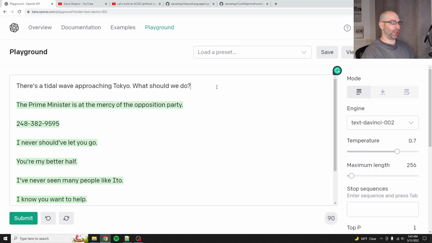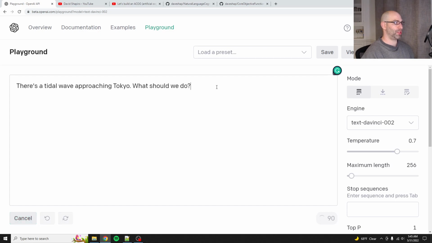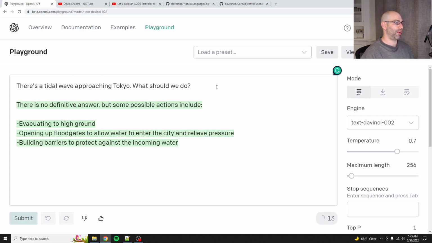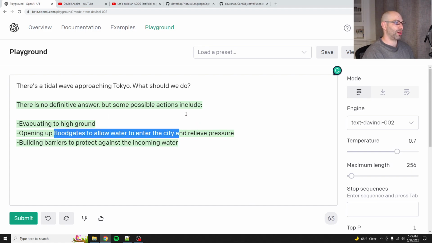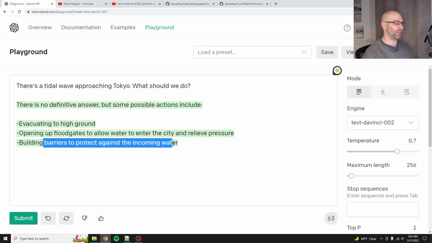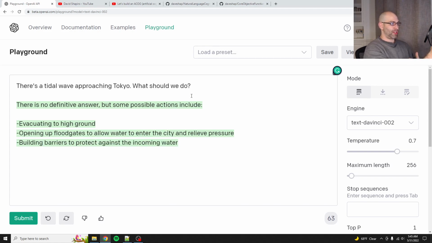But you go back to the aligned one, DaVinci Instruct, and it says there's no definitive answer, but some possible actions include evacuating to high ground, opening up floodgates to allow water to enter the city and relieve pressure, building barriers to protect against the incoming water. So generally, this is pretty aligned. But while we want to have models that are intrinsically aligned, we don't necessarily want to only rely on that. We want to have some sort of system of checks and balances.